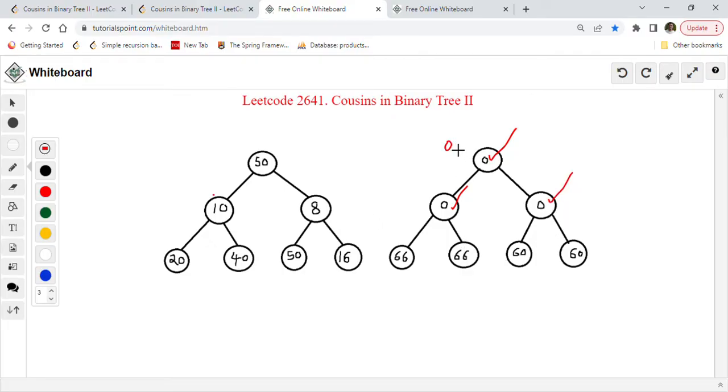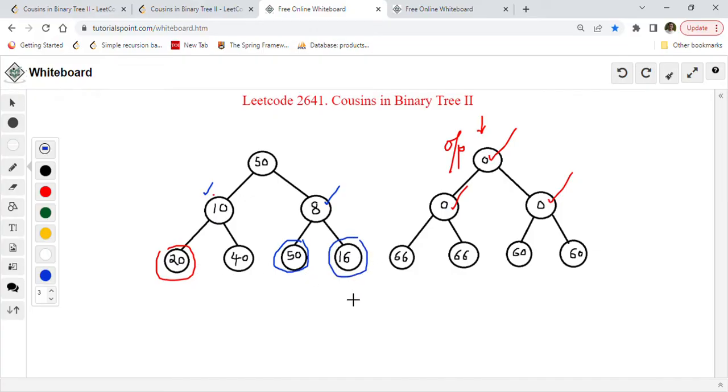So this is the output tree that I am showing you. This is the output tree we want to create, right? Okay. Now, what about node 20? Who are the cousins of this node 20? The parent of node 20 is 10, and 10's sibling is 8. So 8's children are the cousins of 20. So these are the two cousins of 20, right?